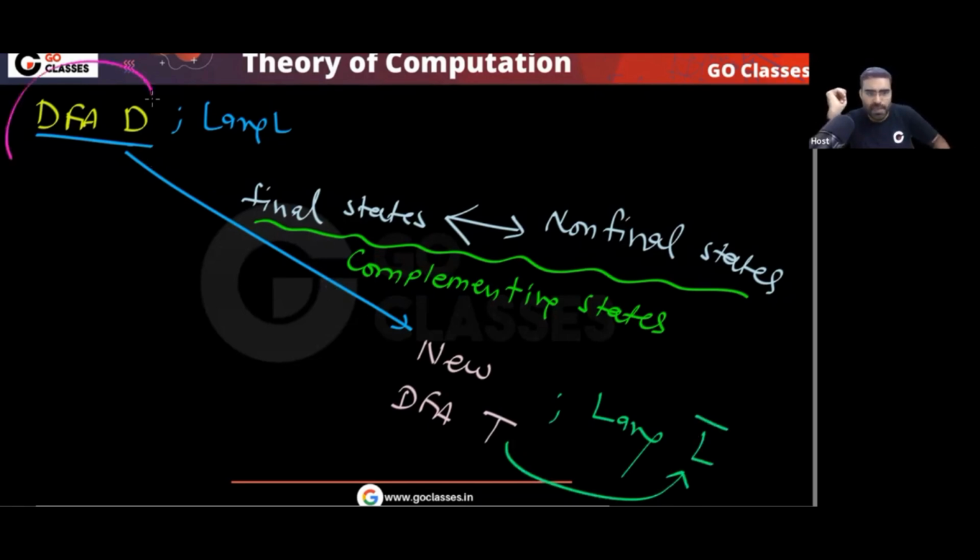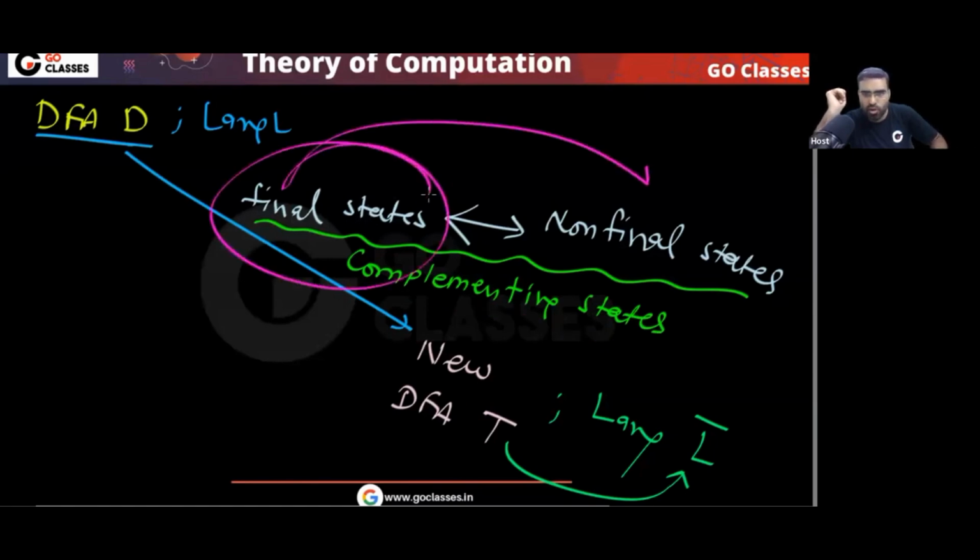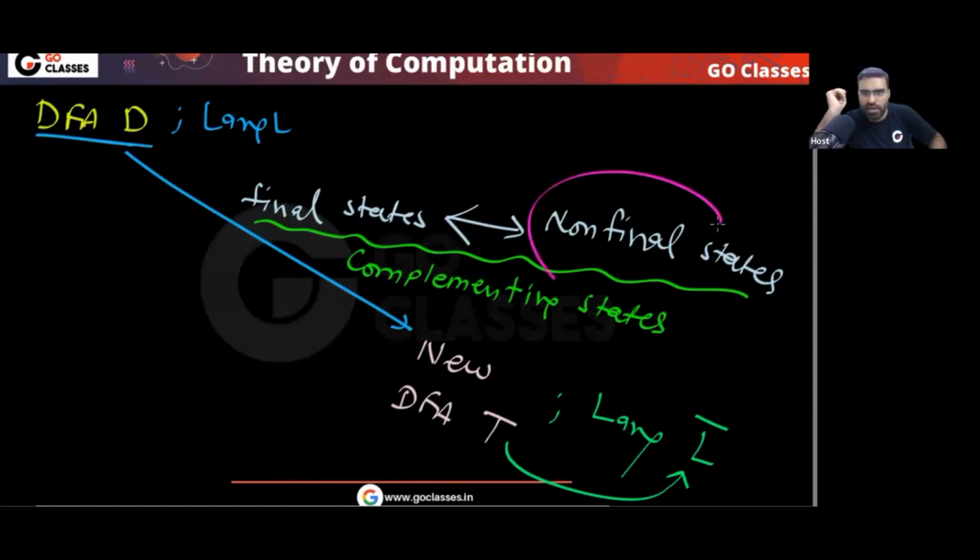This we already know. If you have a DFA whose language is L, you complement the states. Every final state you make non-final, every non-final state you make final. If you do this, you will get a new DFA, let's call it T, and the language will be L complement.